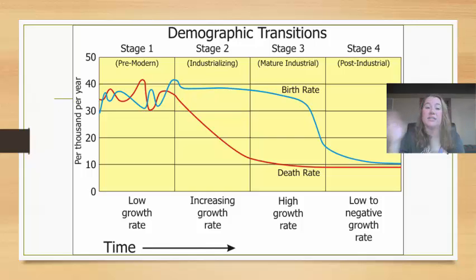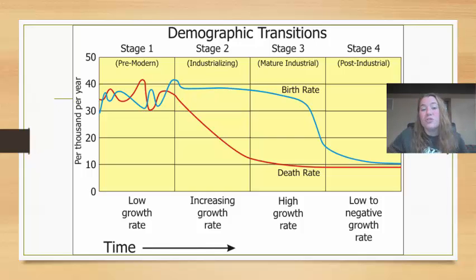Starting in stage 1, that is our pre-modern era. We see really high birth rates and really high death rates, and we see quite a bit of fluctuation going on. And this can be due to several factors. This could be from wars and political unrest. This could be due to economic changes. This could be due to famines and all sorts of factors that influence these things.